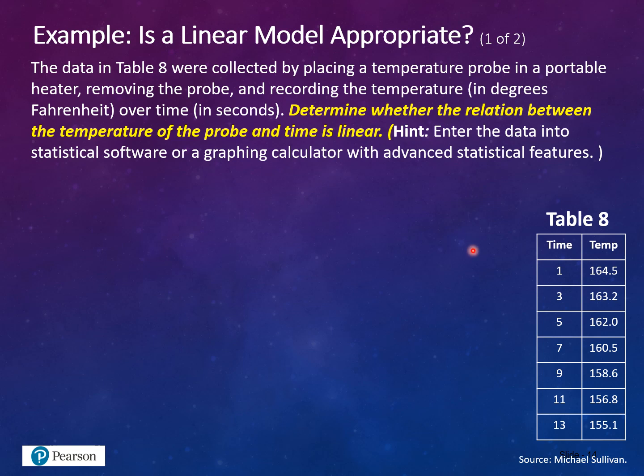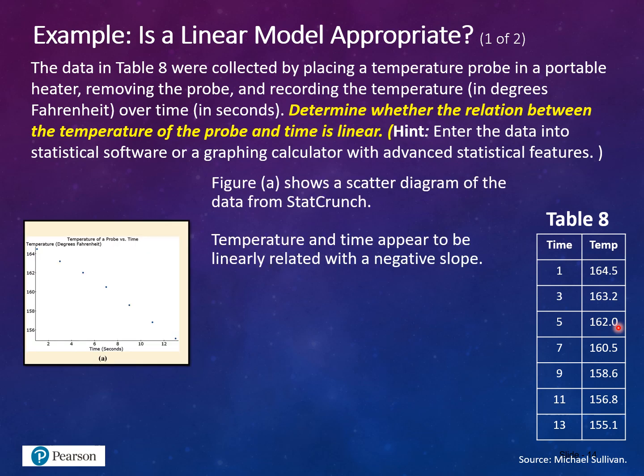So let's look at an example to determine if a linear model is appropriate. The data in Table 8 were collected by placing a temperature probe in a portable heater, removing the probe, and recording the temperatures in degrees Fahrenheit over time in seconds. Determine whether the relation between the temperature of the probe and time is linear. Hint: enter the data into statistical software or a graphing calculator with advanced statistical features.